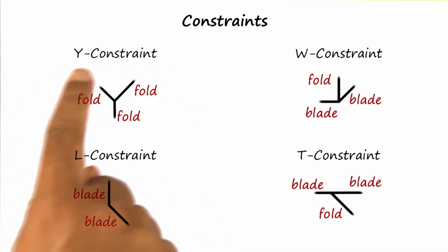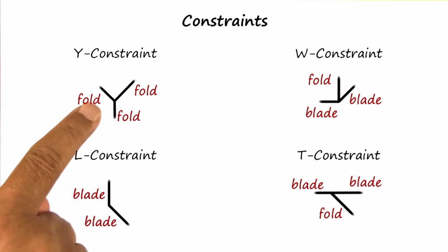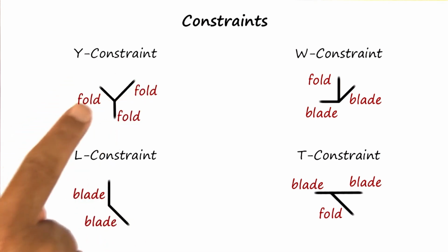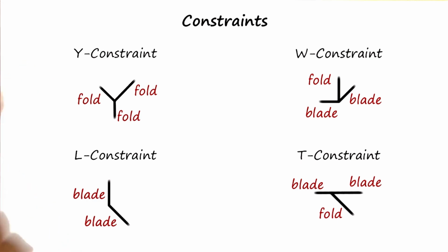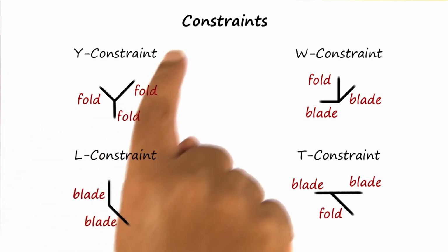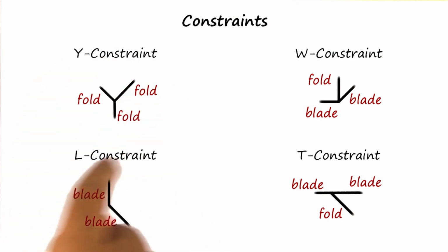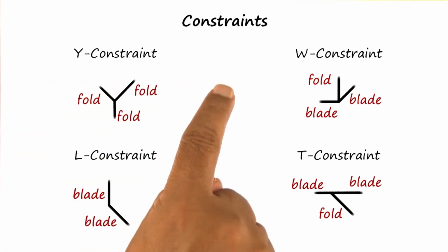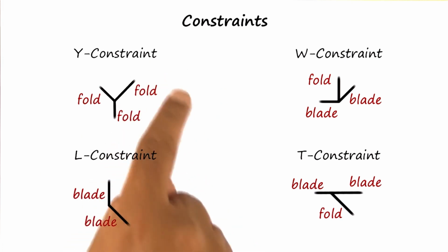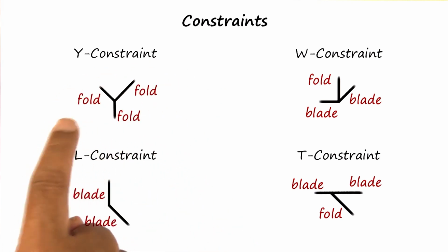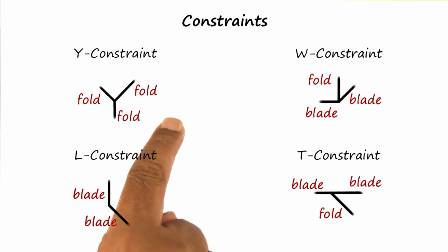Now, the important thing about this is that if we can infer that this is a Y junction and that this line represents a fold, then it immediately follows that this line must also represent a fold and this line must also represent a fold. Actually, I should tell you quickly that in the world of trihedral objects, Y junctions can have multiple kinds of constraints, but right now let's just look at this one single constraint.